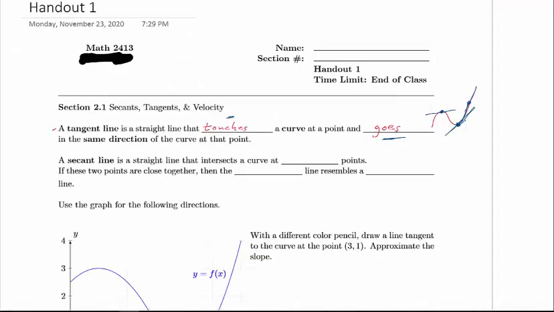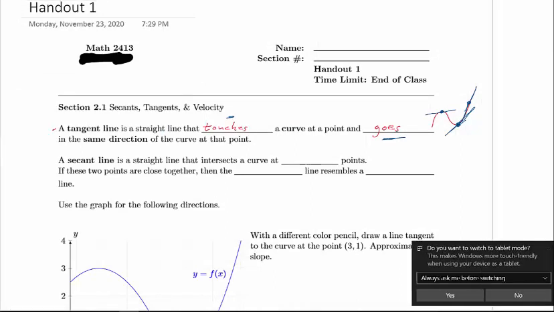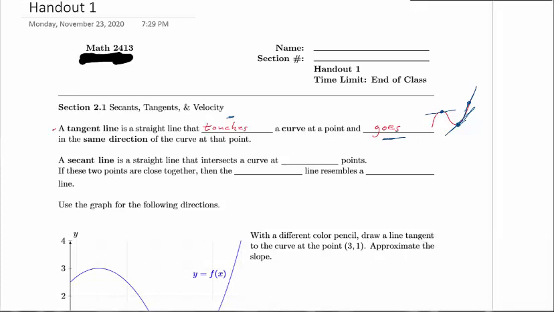And so now let's go ahead and talk about a secant line. A secant line is also a straight line, just like the tangent line was, but there's going to be a difference here. A secant line is a straight line that intersects a curve at 2 points, right? Whereas before, the direction the curve went was defined by 1 point. Now it's going to be defined by 2.